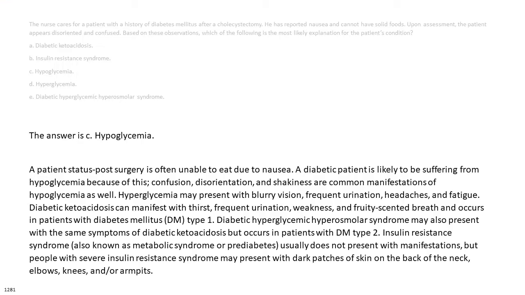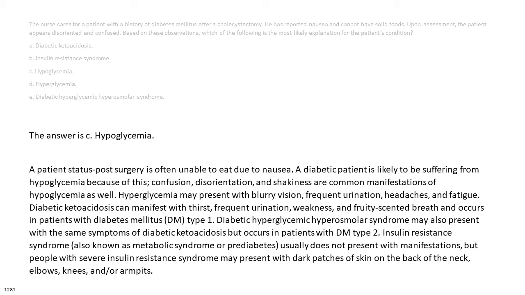The answer is C. Hypoglycemia. A patient's status post-surgery is often unable to eat due to nausea. A diabetic patient is likely to be suffering from hypoglycemia because of this. Confusion, disorientation, and shakiness are common manifestations of hypoglycemia as well.